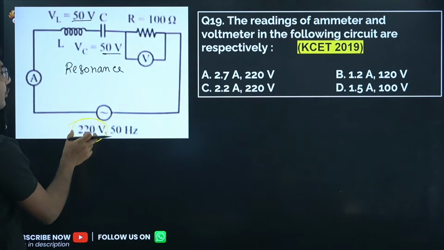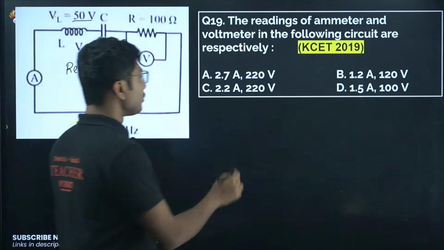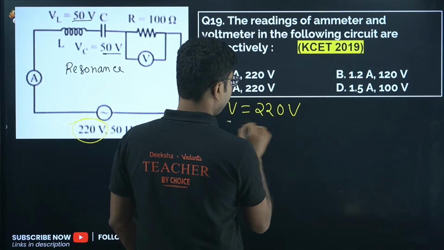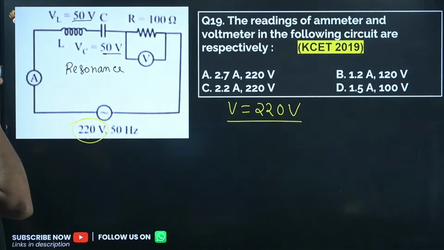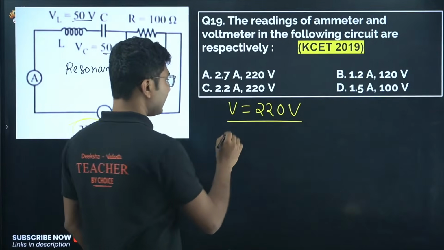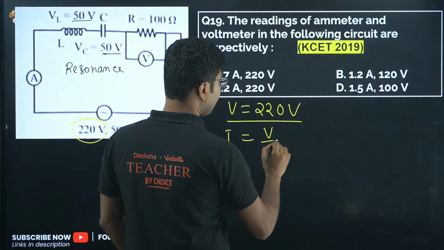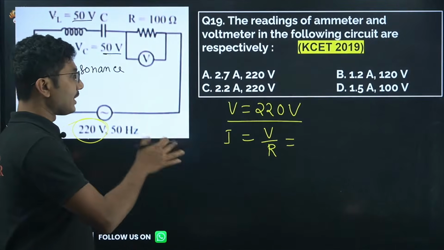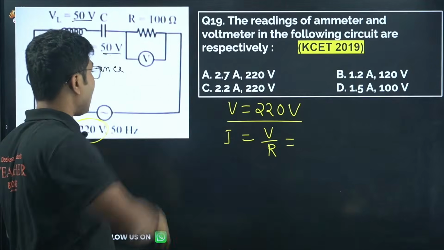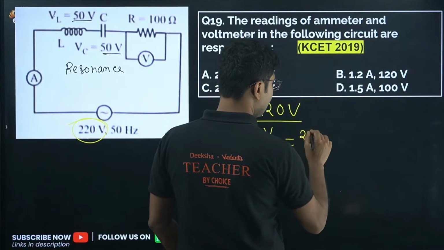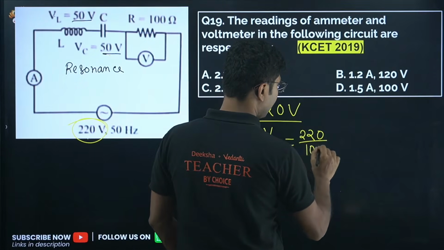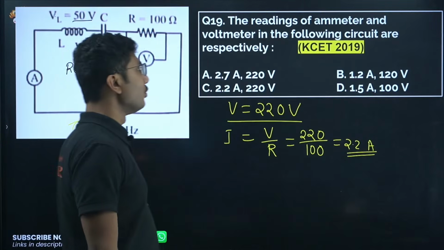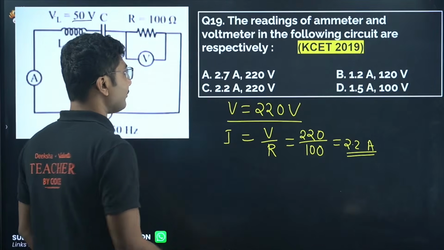Okay, so the entire 220 volt is applied across the resistor. So the reading of the voltmeter must be equal to 220 volt. What about the current? Current is given by the voltage divided by the resistance, because in resonance XL is equal to XC. So we do not need to calculate the impedance. R is given 100, voltage is 220. 220 divided by 100 is 2.2 ampere. So the ammeter will give a 2.2 ampere reading and the voltmeter will give you 220 volt.